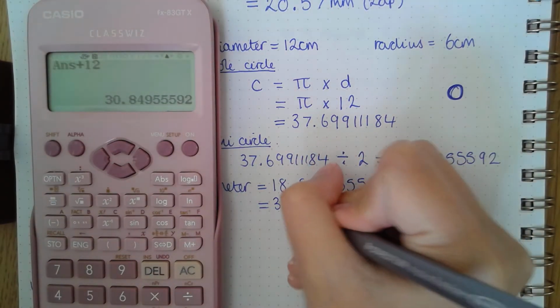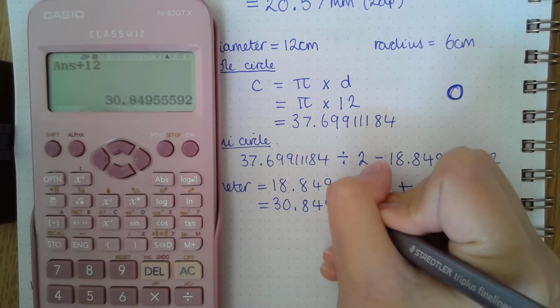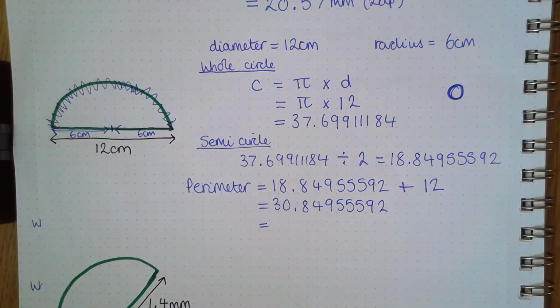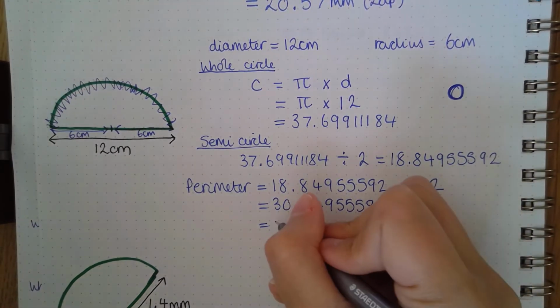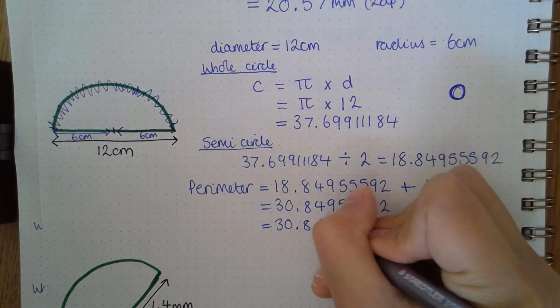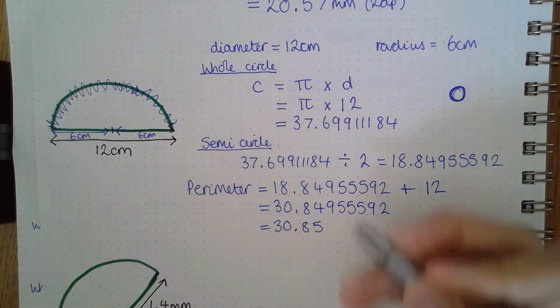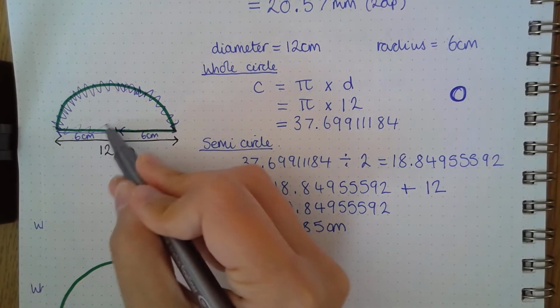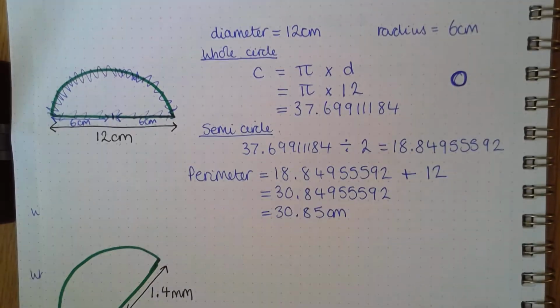So 30.8495592. Need to have units and to round to 2 decimal places. So 30.85, the 9 makes the 4 round up to become a 5, and our units are centimetres. So now we've got the whole perimeter because we added that side.